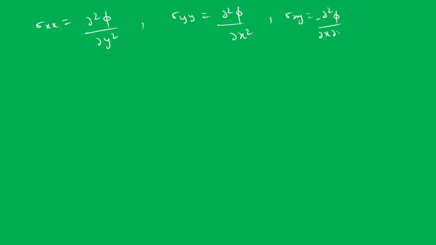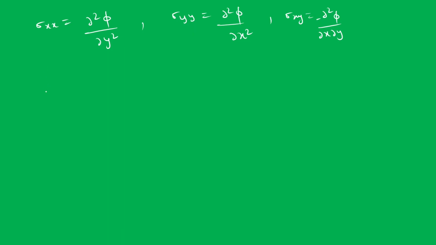And then we have the stress area functions, so we will revise that as well. Sigma xx stress area function is given by dou square phi by dou y square, and sigma yy is given by dou square phi by dou x square. Sigma xy is given by minus dou square phi by dou x dou y.